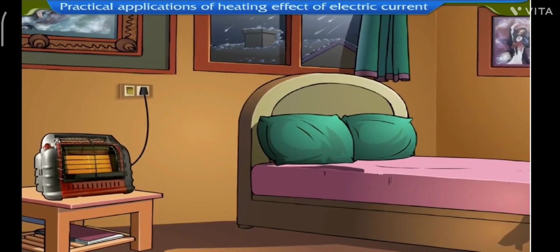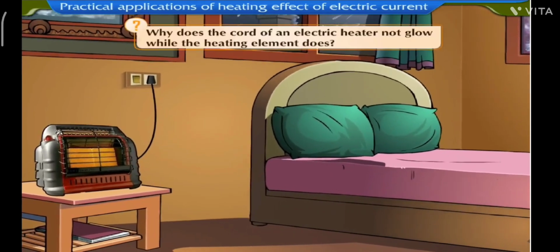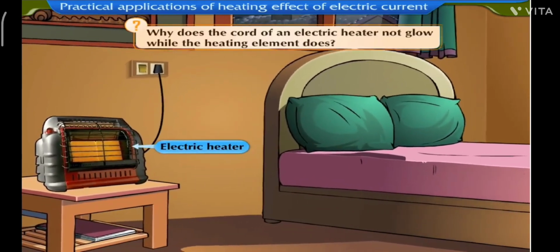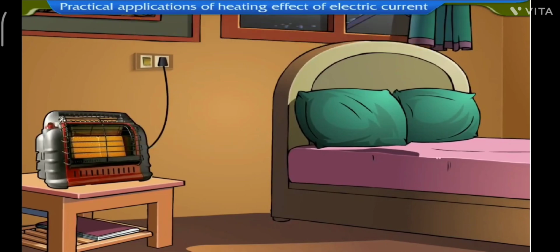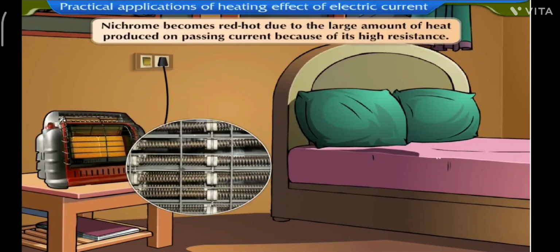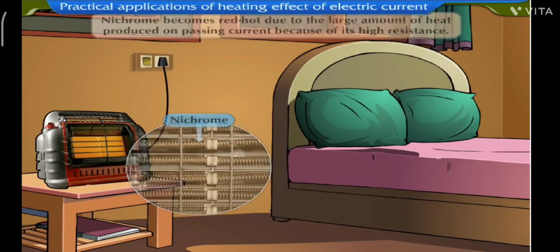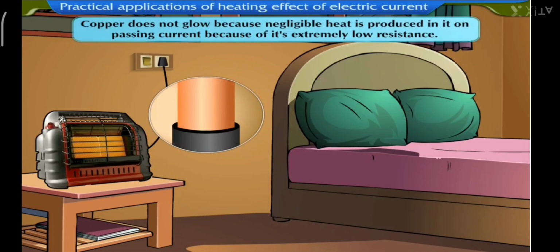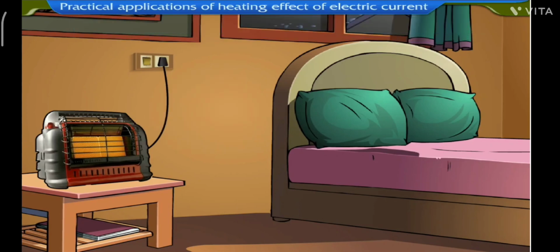While using an electric heater, have you ever thought why the cord of an electric heater does not glow while the heating element does? Well, the heating element of an electric heater is made of nichrome, which becomes red hot due to the large amount of heat produced on passing current because of its high resistance. But the cord or connecting cable of the heater, made of copper, does not glow because negligible heat is produced in it on passing current because of its extremely low resistance. Let us solve some numerical problems based on the heating effect of current.